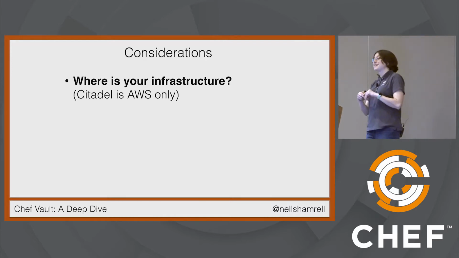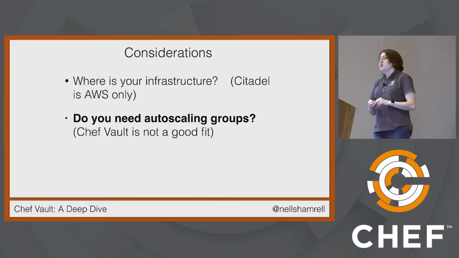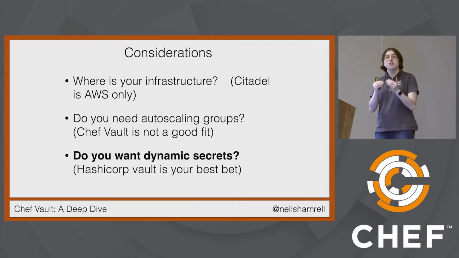If you have infrastructure outside of AWS, Citadel is not the tool for your needs. Next question is, do you need auto-scaling groups or some other sort of self-healing mechanism? If you do, as I mentioned before, Chef Vault is not the right tool for you. And finally, do you have the kind of environment that needs those dynamic secrets? Secrets that only exist when you need them and when you are using them. If you are willing and able to take on the complexity associated with that, HashiCorp Vault is by far your best bet. So as we wrap up, I want to repeat this.